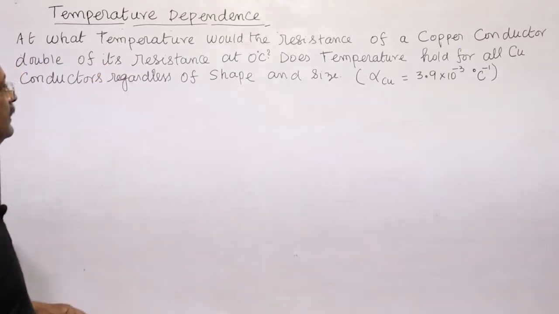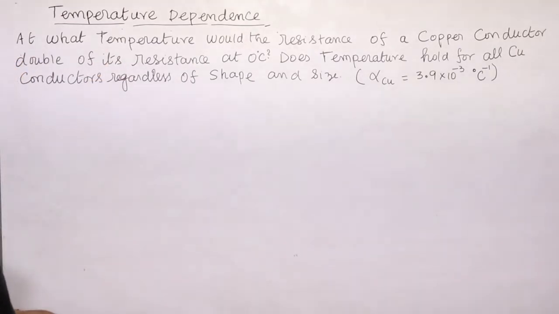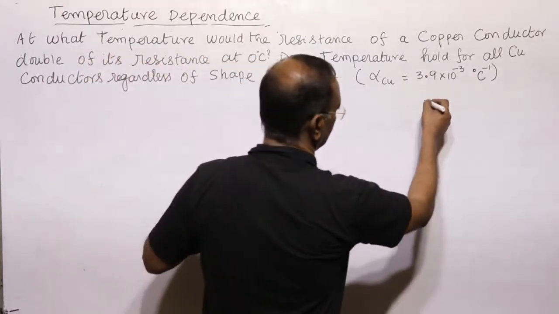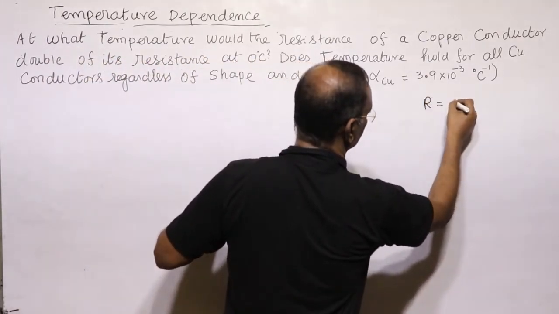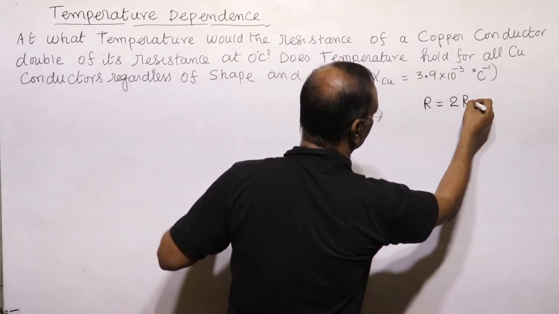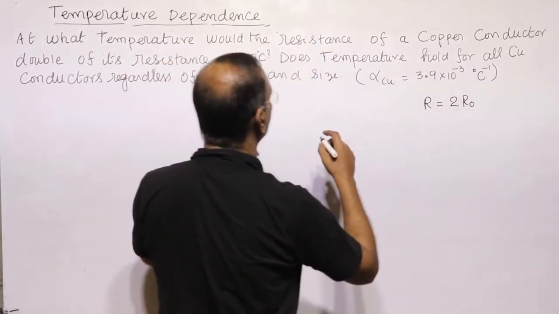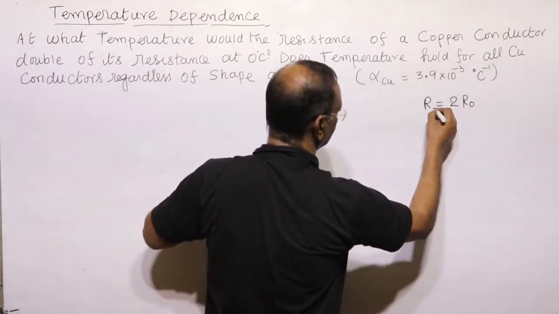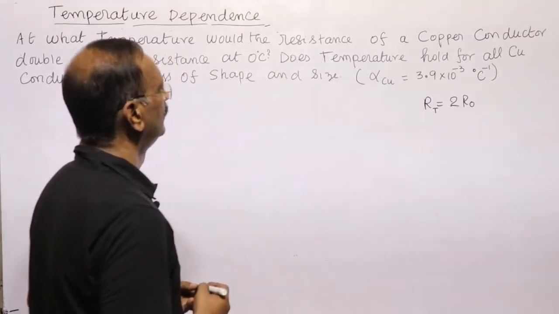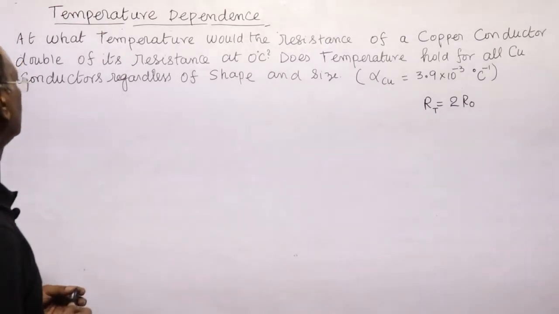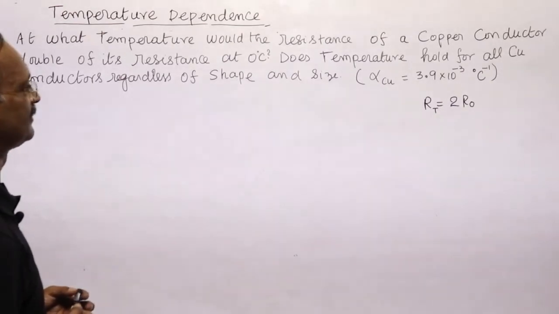At what temperature would the resistance of a copper conductor double its resistance at 0 degree centigrade? That is, R is equal to double of R naught, where R naught is the resistance at 0 degree temperature and R is at some temperature T. Does the temperature coefficient hold good for all copper conductors regardless of shape and size?